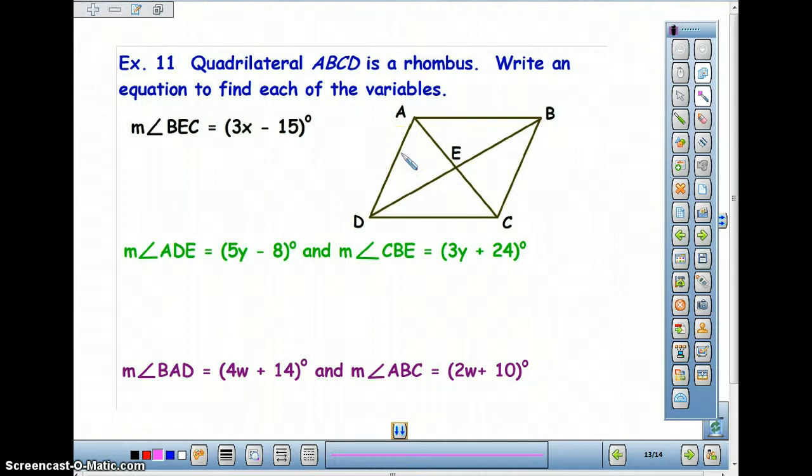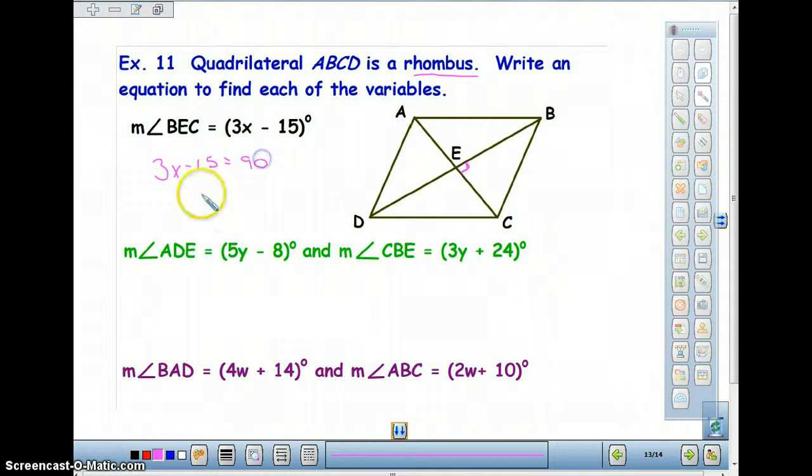Okay, now we have a figure. We know that it's a rhombus because it tells us up here that it's a rhombus. So BEC is this angle right here. We know that the diagonals of a rhombus are perpendicular. Therefore, we know 3x minus 15 equals 90. Okay, so we have to add our 15 and we divide by our 3, and x equals 35.